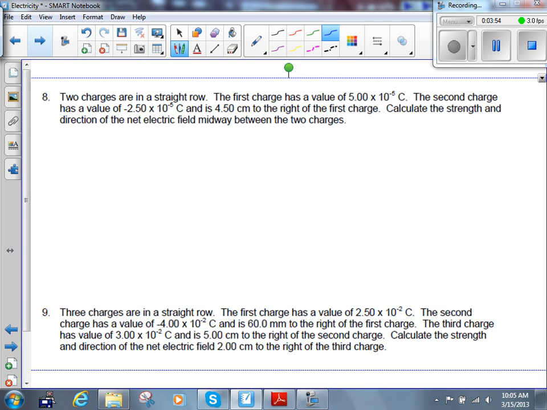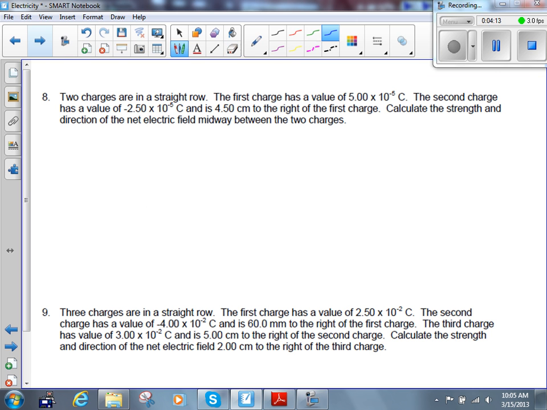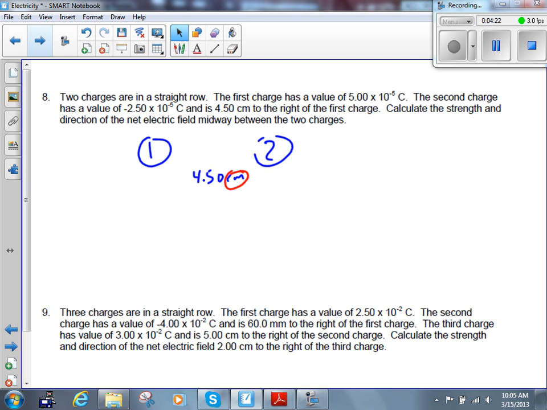All right, let's take a look at 8 and 9 it was, I think. Is that what we said? 8 and 9. 8 says, 2 charges are in a straight row. The first charge is a value of 5 times 10 to the negative 5. The second is negative 2.5 and is 4.5 centimeters to the right of the first one. So here's charge 1. Here's charge 2. The distance between them is 4.50 centimeters, which we're probably going to want to draw attention to that centimeters because we want to be in meters, right?